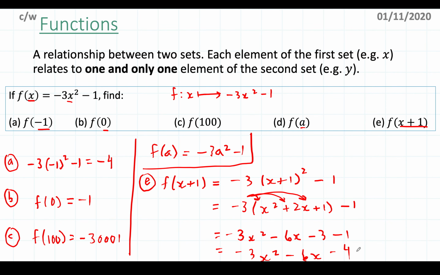This is basically just a quick recap on the definition of functions, what is a function, what is not a function, and then how to use functions as well.